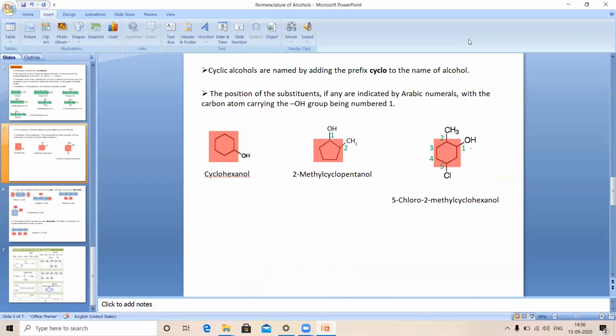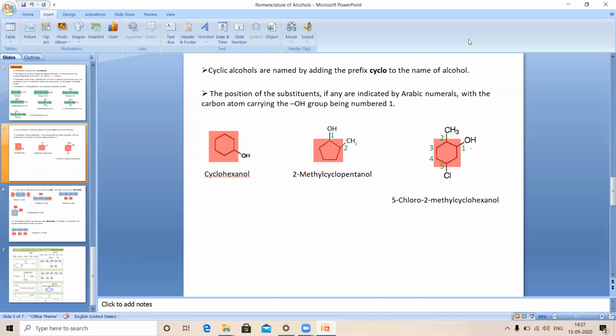Now, if we want to give names to cyclic alcohols, cyclic alcohols are named by adding the prefix "cyclo" to the name of the alcohol. The positions of the substituents, if any, are indicated by Arabic numerals, with the carbon atom carrying the OH group being numbered as 1. For example, take a ring of 6 carbon atoms containing the OH group, so the name becomes cyclohexane. Remove the "e", add "ol", so the name becomes cyclohexanol.